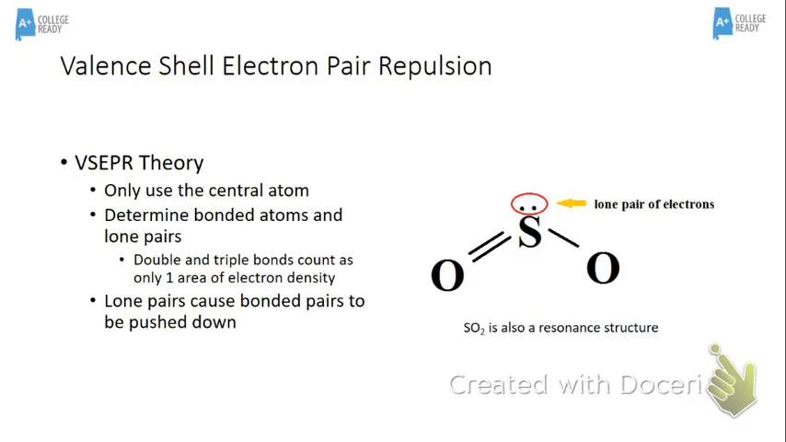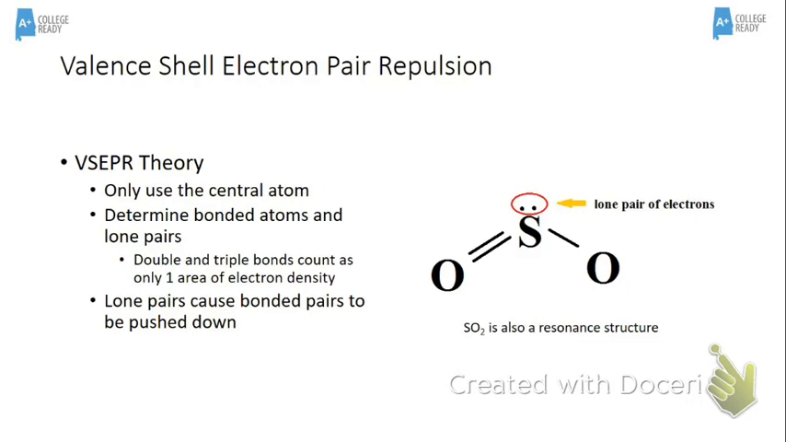So with VSEPR theory, we only use the central atom or whatever atom we decide to focus in on. For our larger molecules, such as those hydrocarbons, or those organic molecules, usually they will specify to you if they want to know some information about the shape of the molecule. They will specify which one they're talking about. So with VSEPR, in general, we only use the central atom to determine the geometry.